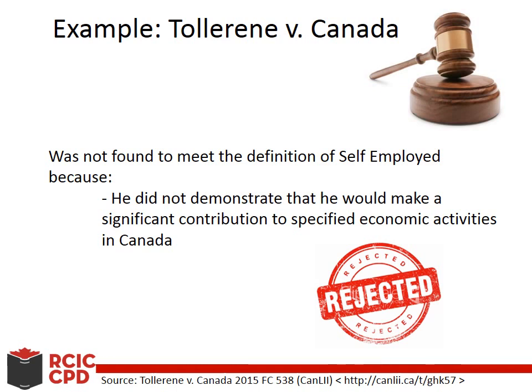Okay, so he met everything else. So he had the finances, he showed that he was self-employed in poker. He made his money playing poker, not doing something else. And he would continue to do so in Canada because in the case, they showed that he played online poker. So that can be pretty much anywhere. They would just put money into his account. However, the agent thought that he wouldn't be able to make a really significant contribution to those activities in Canada.